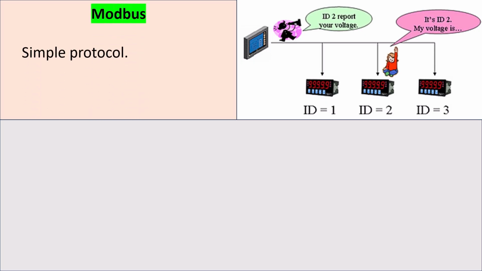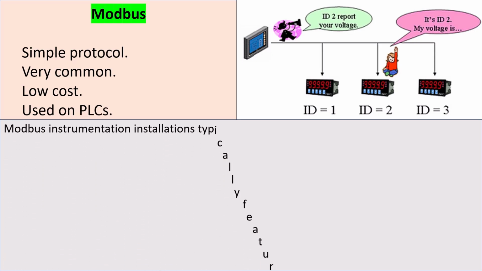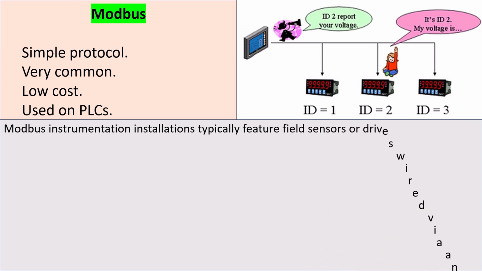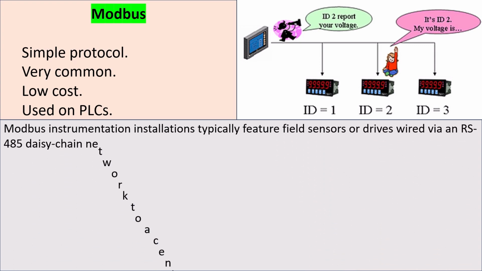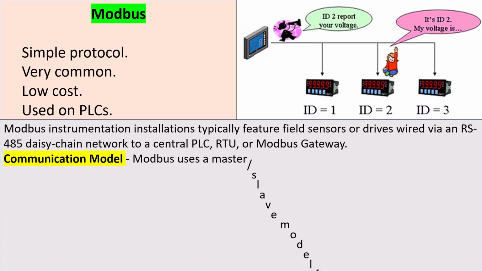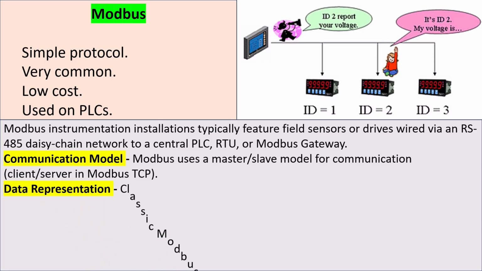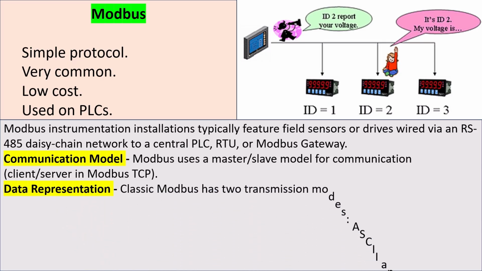Modbus. It's a simple protocol, very common. It has low cost and is used on PLCs. Modbus instrumentation installations typically feature field sensors or drives wired via an RS485 daisy chain network to a central PLC, RTU, or Modbus Gateway. Communication model: Modbus uses a master-slave model for communication, client-server in Modbus TCP.